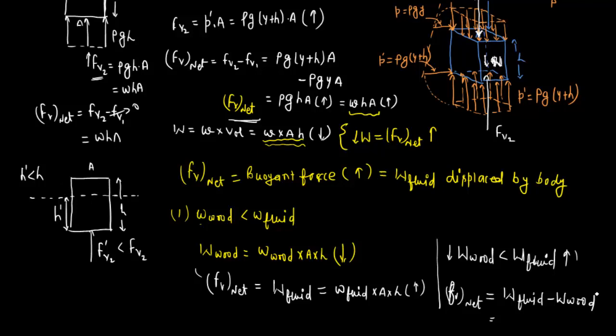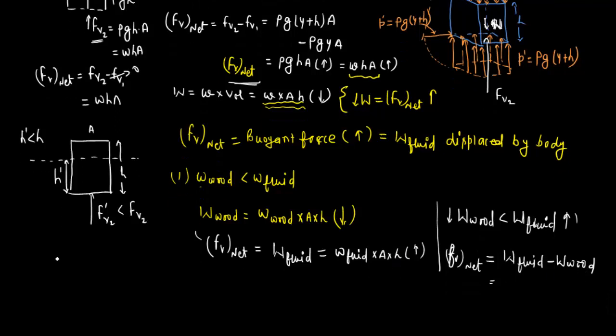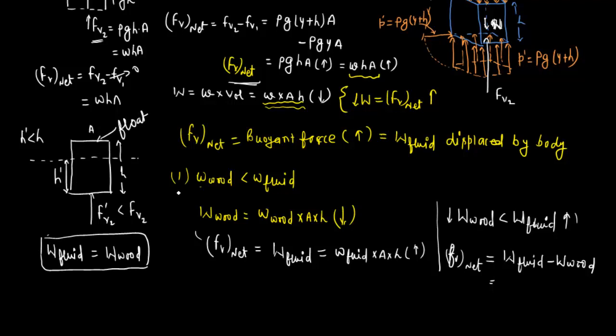So in that case, when the weight of fluid displaced is equal to the weight of the wooden block, it will maintain an equilibrium position, and this condition is the condition of floating. In that case this will float here. Okay, so this was our first case.